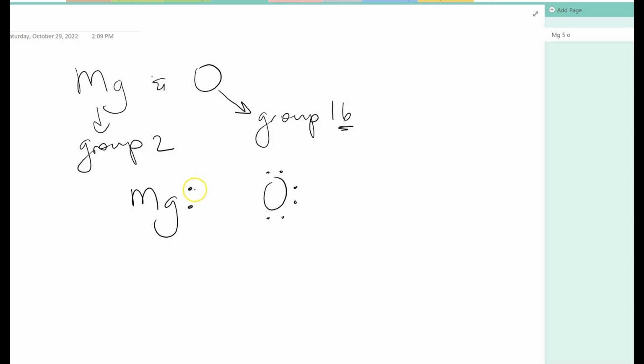So all that's going to happen is the magnesium electrons are going to transfer over to the oxygen. That means magnesium loses 2 electrons, which makes magnesium 2 plus. Oxygen gains 2 electrons, which makes oxygen 2 minus. 2 plus and 2 minus, they're going to cancel each other out, because remember that when you form a compound, the compound is going to be neutral at the end. Okay, let's try one more.